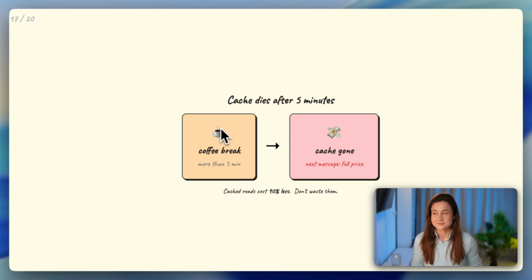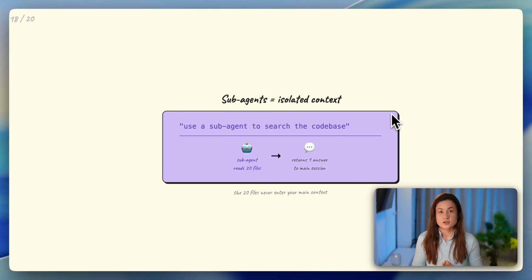Now you know. When Claude needs to search the whole code base, tell it to use a sub-agent. The sub-agent opens its own context, reads 20 files, and brings back one answer. Those 20 files never enter your main session.